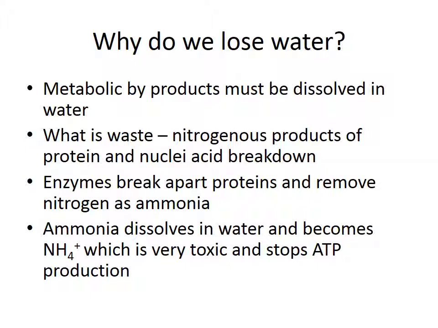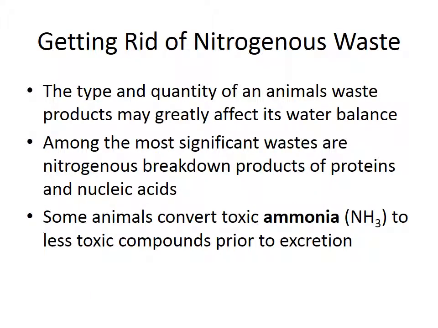Enzymes break apart proteins and remove nitrogen as ammonia. Ammonia dissolves in water and becomes ammonium, which is an ion, which is very toxic and stops ATP production right away. So this is one way to go, but for that you would need to get rid of it rapidly. And the only way to get rid of it rapidly is if you live in water and can quickly get rid of it.